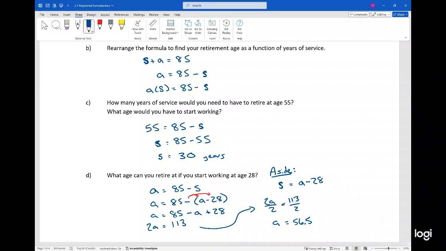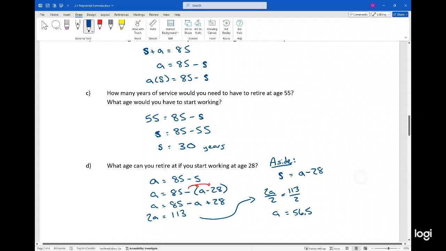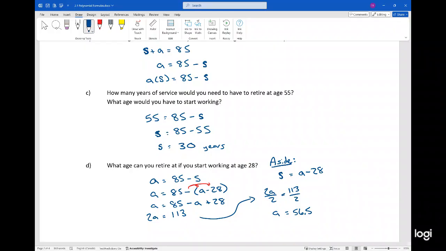Incidentally, I created this question not to be completely hypothetical. The job I work in does have an 85 factor, and I did start working at 28, so I can retire with full pension at 56 and a half. Although I think I'd rather retire earlier because I don't need the money, but I do like my sanity.